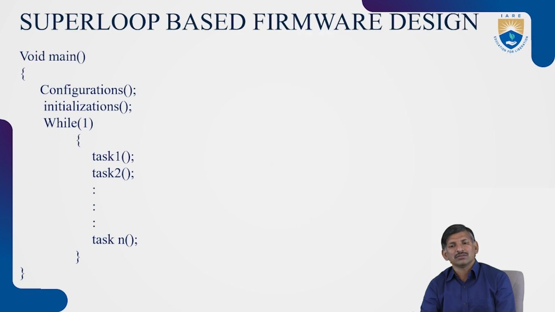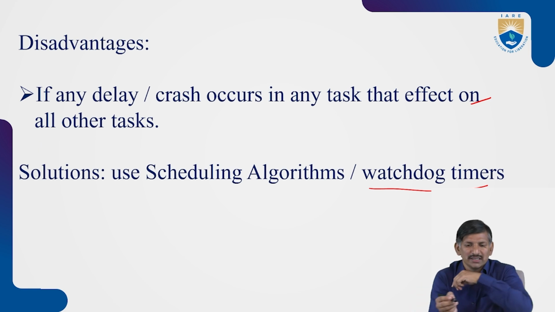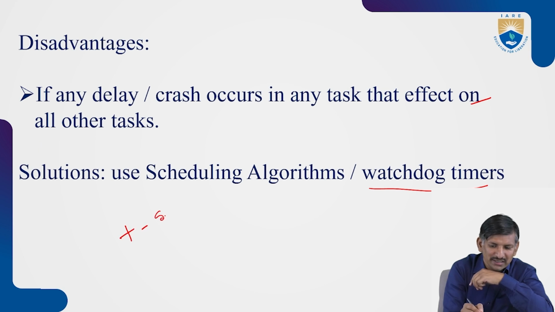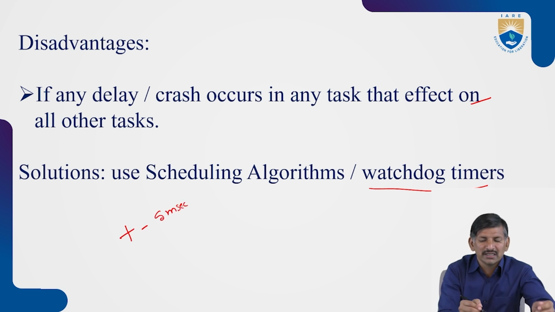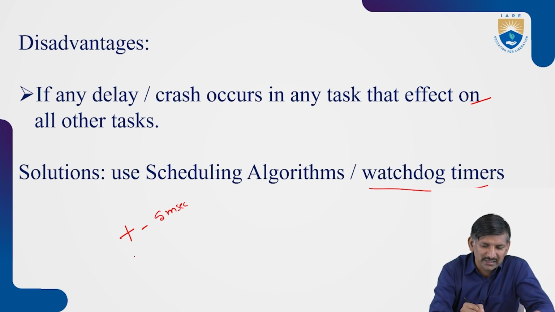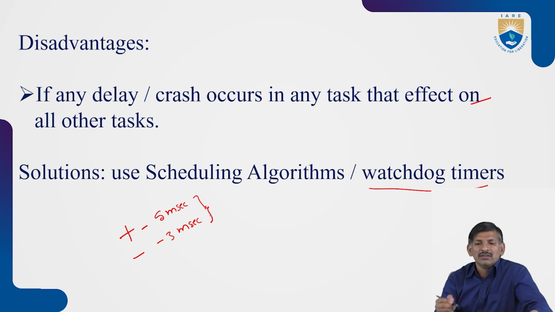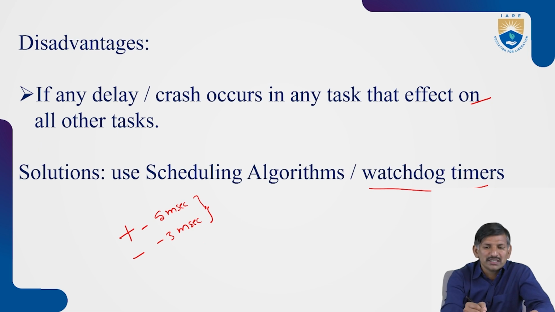One more limitation is, as the number of tasks increases, the task time increases. Suppose I want to do only an addition operation, and the execution time is 5 milliseconds, only the plus operation takes 5 milliseconds. So for every 5 milliseconds, I will do the addition operation. Suppose I am adding one more task, a subtraction operation, which takes 3 milliseconds. So if I want to do addition, I need to wait another 3 milliseconds. Totally, for every 8 milliseconds, I am doing the addition operation once.